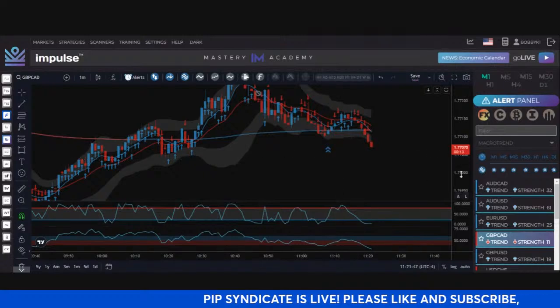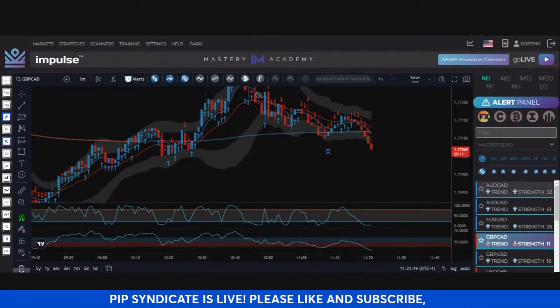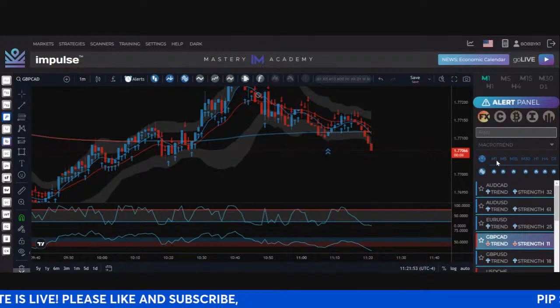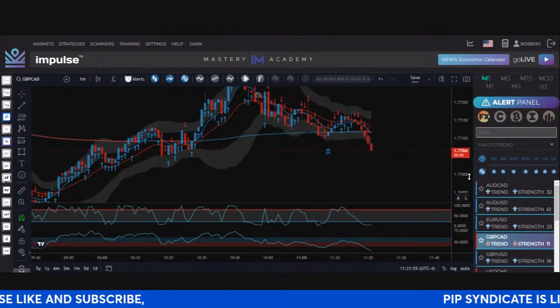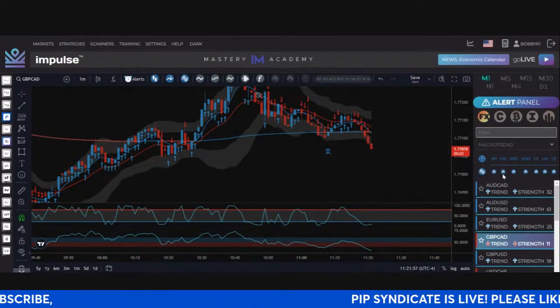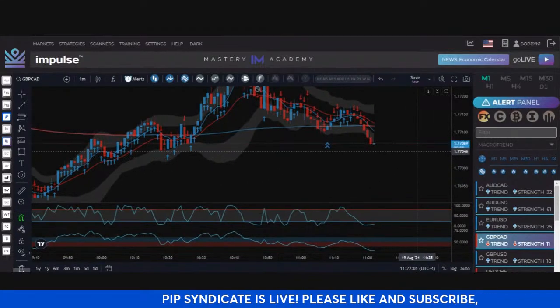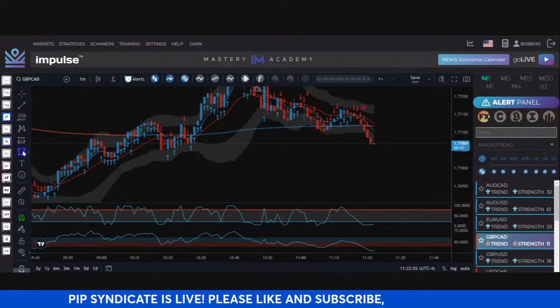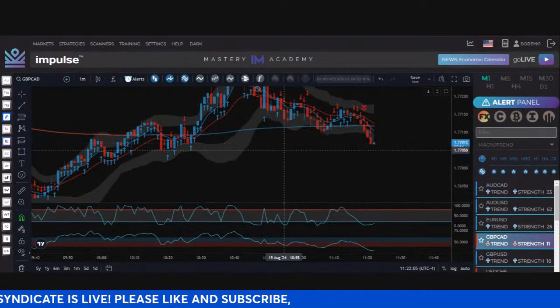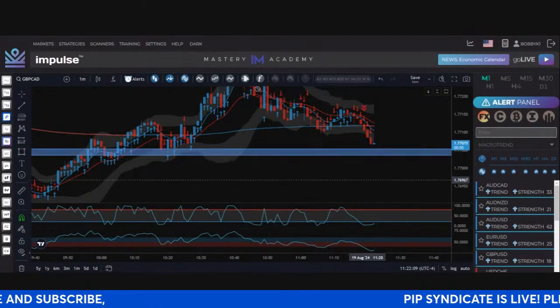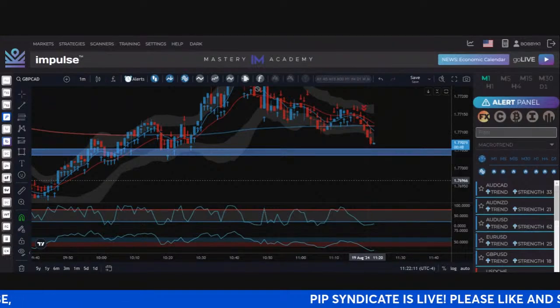Let's check in on AUD CAD. Notice that we're trending bullish on every time frame too. Besides the macro, trending bullish on every time frame. So this is probably just a pullback. I would guess we're going to pull back to around here. We're probably there now, you know?